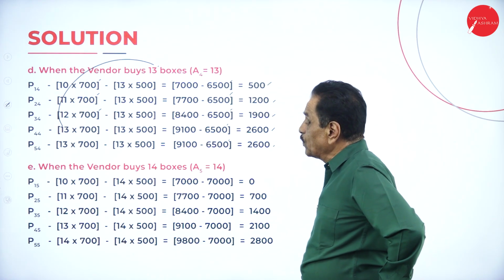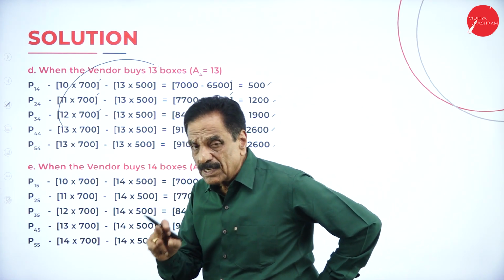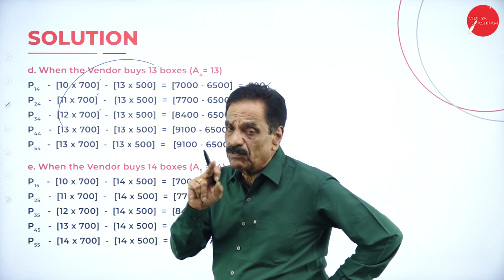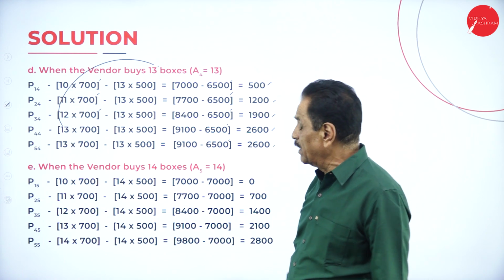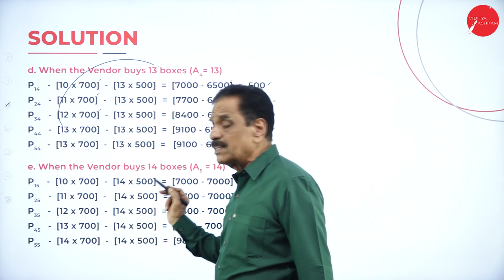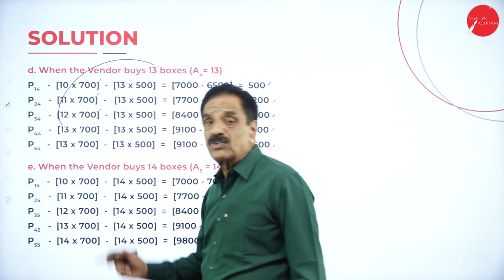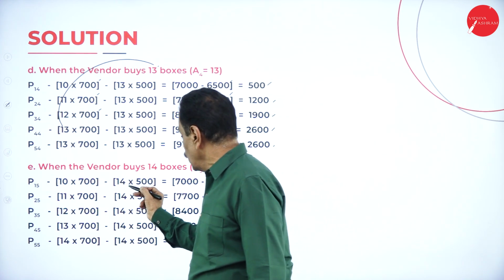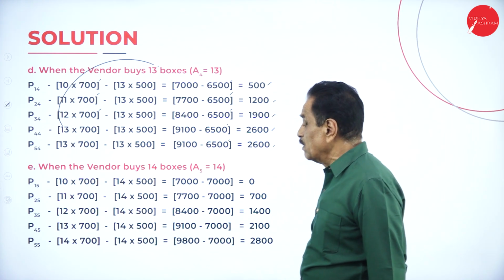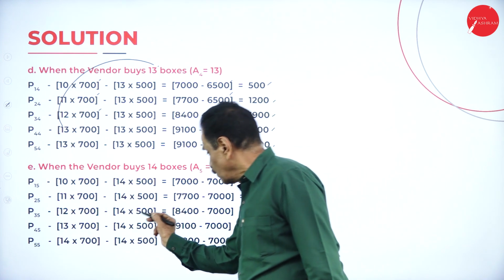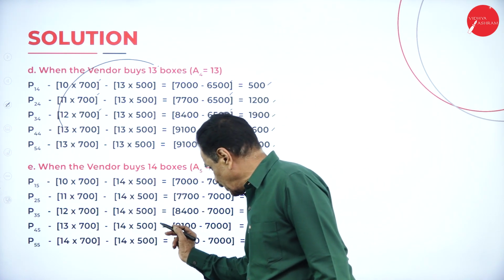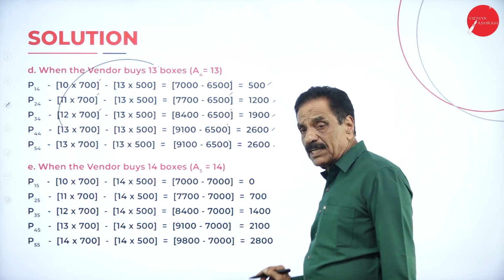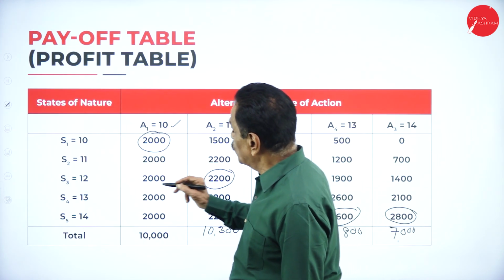When you go for 14 boxes, you have to show 10, 11, 12, 13, 14. 10 into 700, 11 into 700, 12 into 700, 13 into 700, 14 into 700. Here, 14 into 500 for all. The answer will come. So, how to put it then?